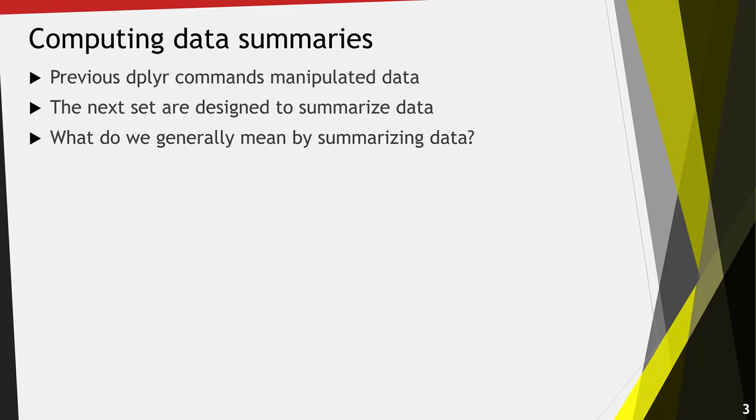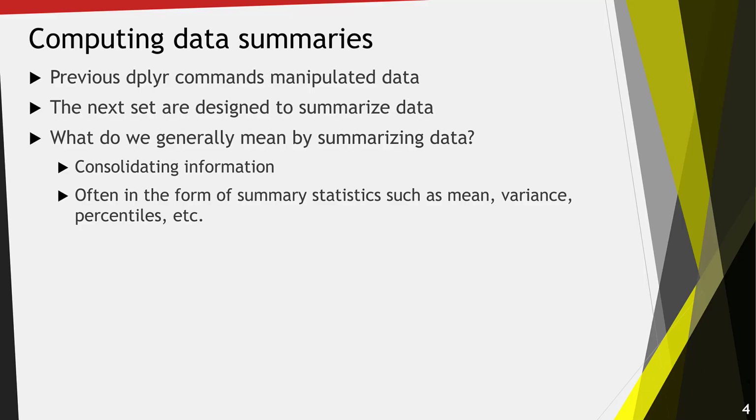Up to this point, we've used dplyr commands to manipulate our data, to sort, filter, or limit our data, or create or modify variables. The next set of dplyr commands that we're going to cover are designed to summarize data. So what is it that we generally mean by summarizing data?